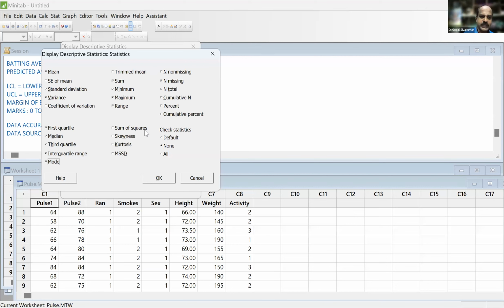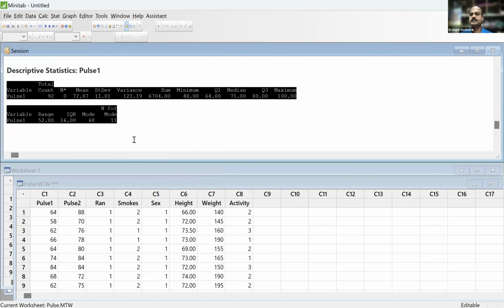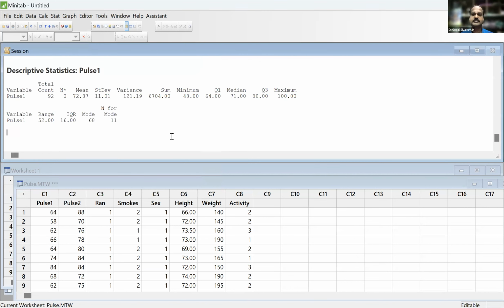I think this much statistics, we are very clear. Gradually, we need to feel comfortable with all the statistics. Right now, I'm going to click okay, so that Minitab can generate the report for us. Can all of you see the results here? Very easy job, right? The variable is pulse.